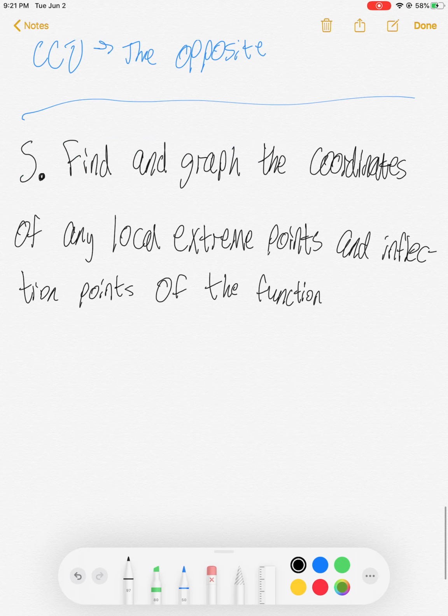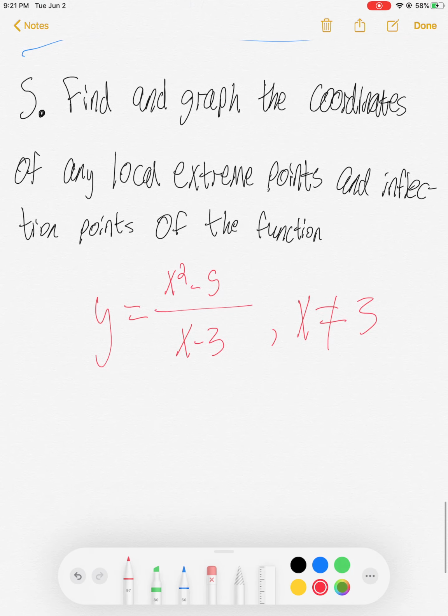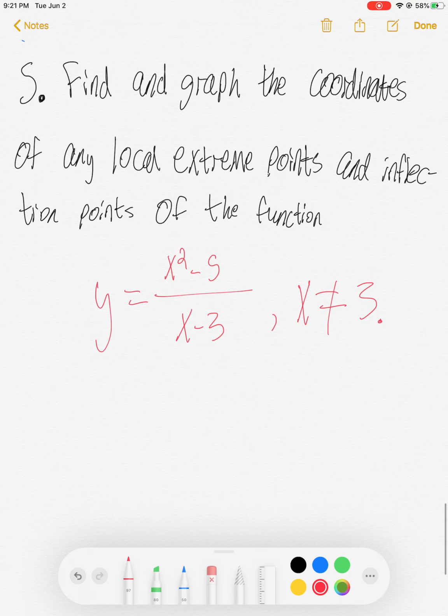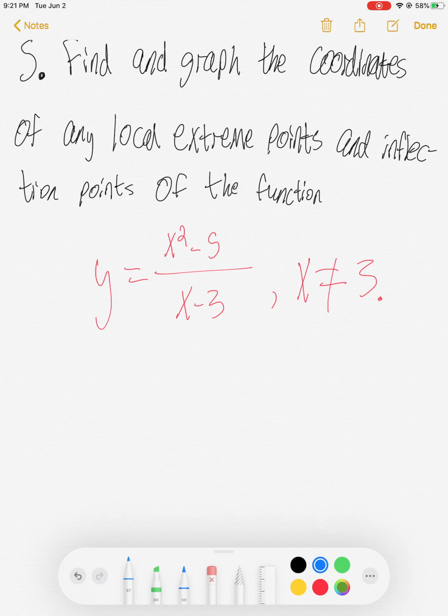Inflection points of the function. Let's see the function. Okay, let me make this nice and clear again. I should have used a different color, but that's okay. y equals x squared minus 5 over x minus 3, and this is also an important detail: x is not equal to 3.